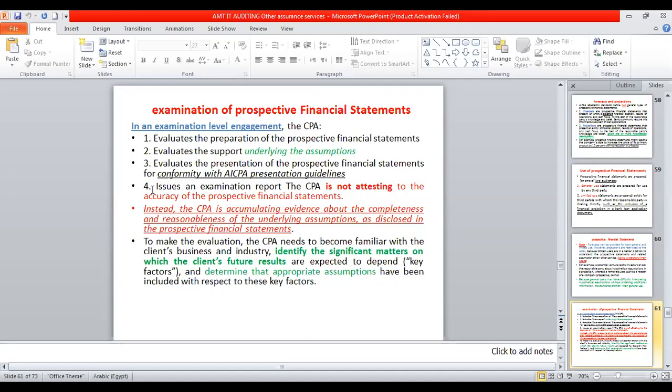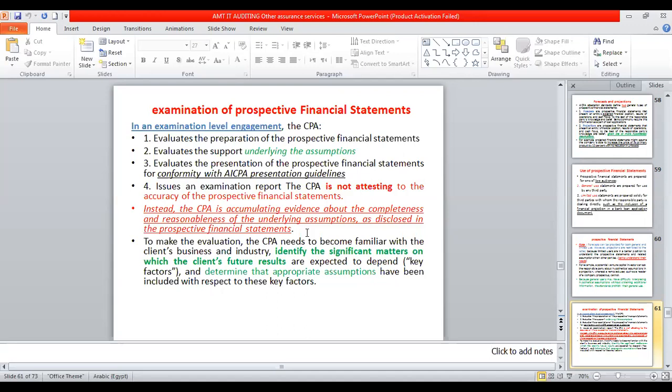Also, the auditor, in examining the prospective financial statements, will issue an examination report. According to this report, the auditor is not attesting to the accuracy of the prospective financial statements. As I mentioned, the main focus in examining prospective financial statements is on the completeness and the reasonableness of the underlying assumptions. The auditor will evaluate the assumptions, the reasonableness of the assumptions.